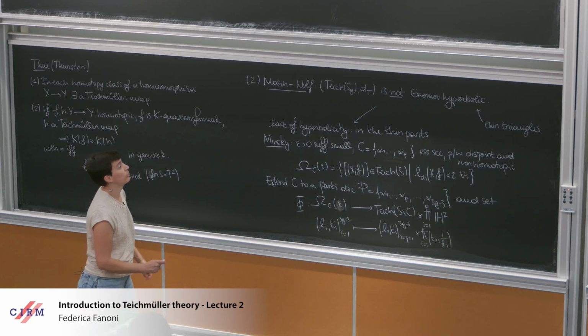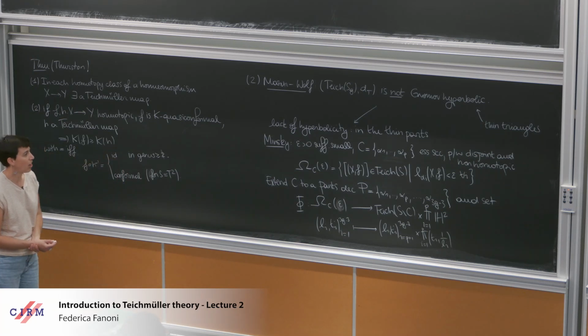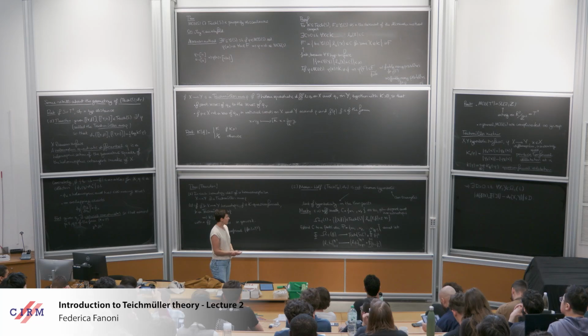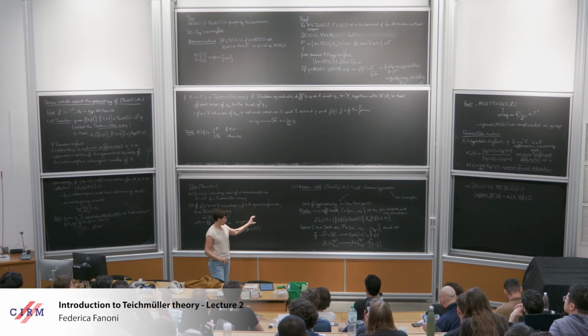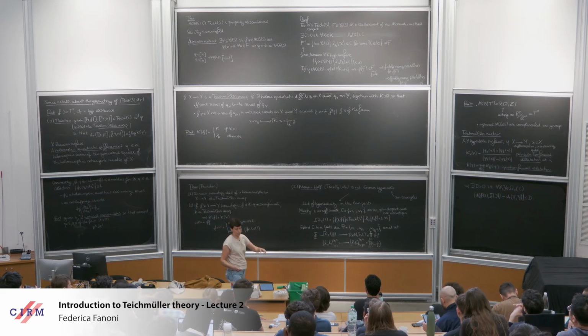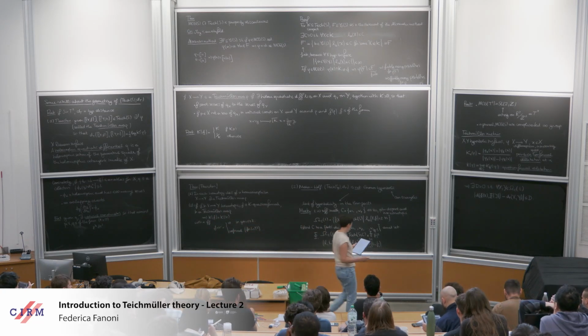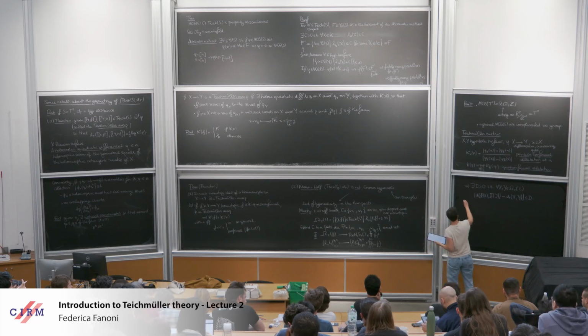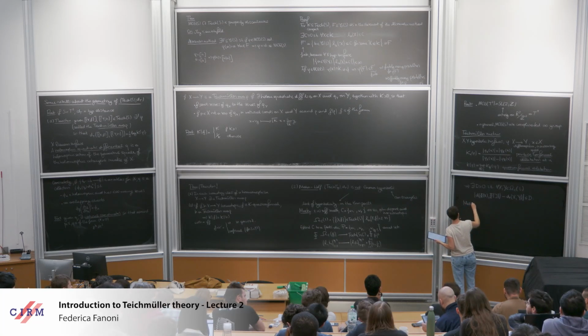Okay, and maybe I wanted to tell you, not all is lost. This is really the lack of hyperbolicity, in the sense that if you crash down these parts, you do get something that's hyperbolic. And this is Mazur and Minsky. Here I'm going to be very vague.